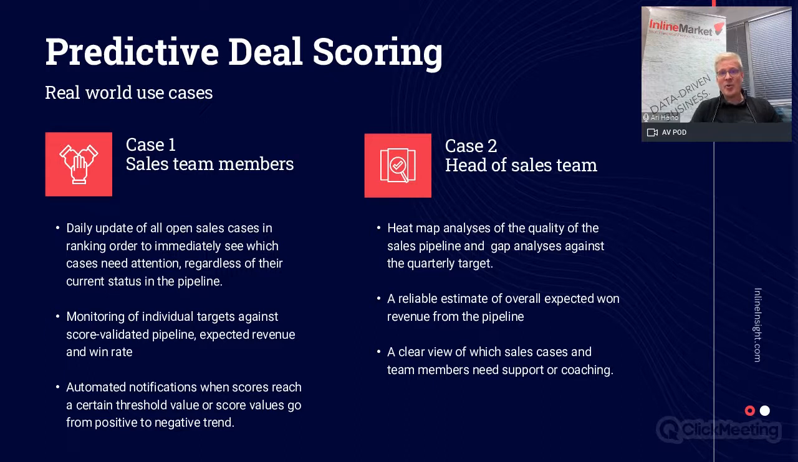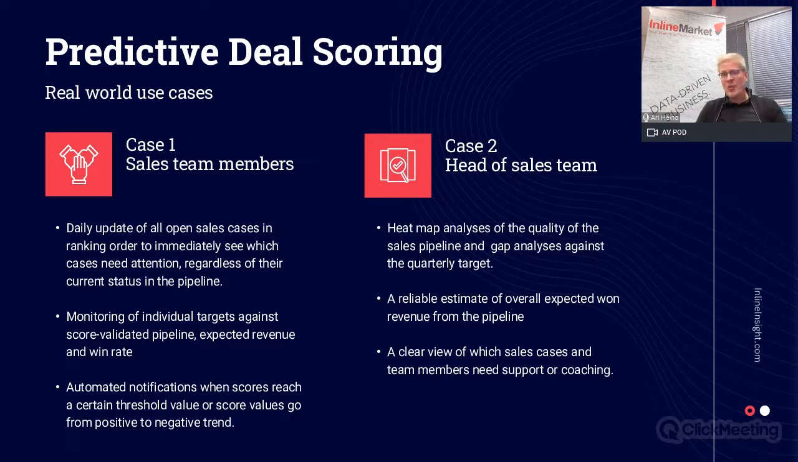And talking about processes, you can also start using automated notifications. So you get a notification when scores in your sales pipeline change and reach a certain threshold value, or they go from positive to negative, or vice versa, when the trend changes. So you can start getting this kind of automation system into your sales as well, with data behind it, and systematically using the data. So really becoming a data-driven sales team.